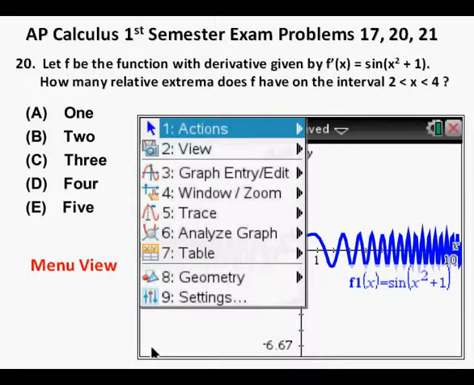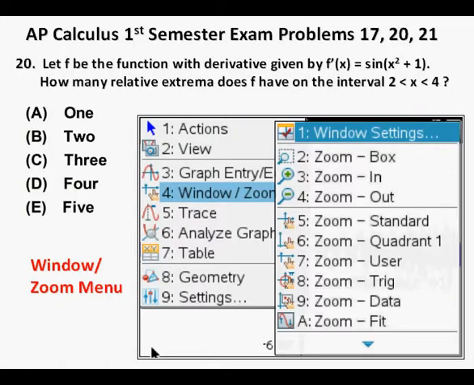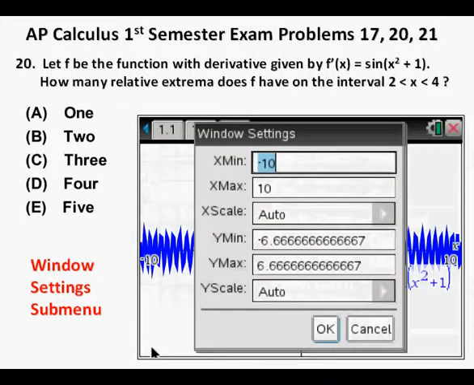First we look at the menu view. Next we look at the window zoom, option 4. Then we choose window zoom by pressing 4 or scrolling down and hitting enter. And this is the window zoom menu. Press enter to get the window settings.